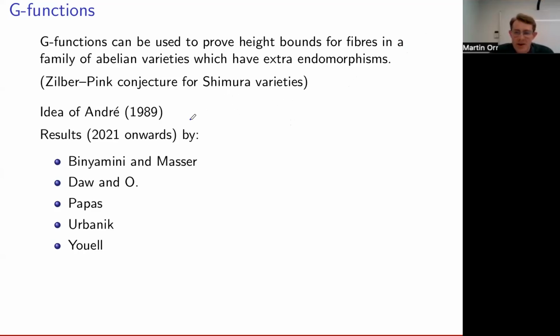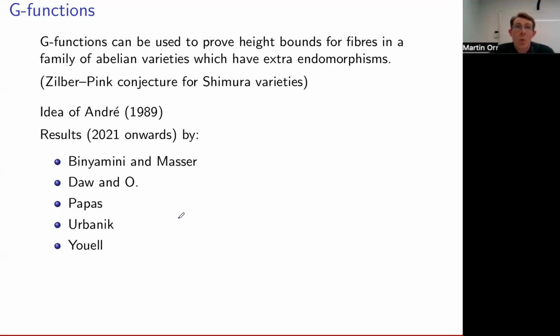this was an idea of André, and in the past few years, there have been results of this type by a number of different people, by Bignamini and Masser, who used it to get an effective André-Oort in a certain setting, by Daw and myself, Papas, Urbanik, Yafaev, who all considered different types of endomorphism conditions that you might put in families of abelian varieties, and maybe also some generalizations to things like families of Hodge structures.